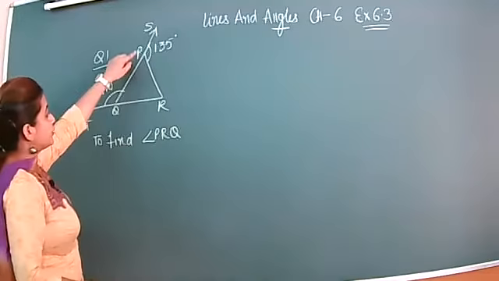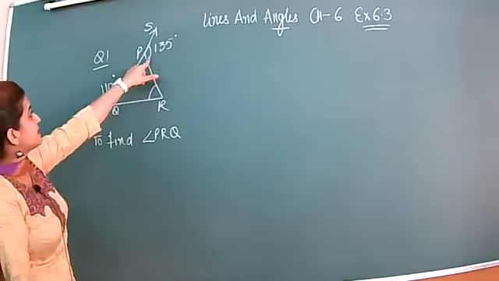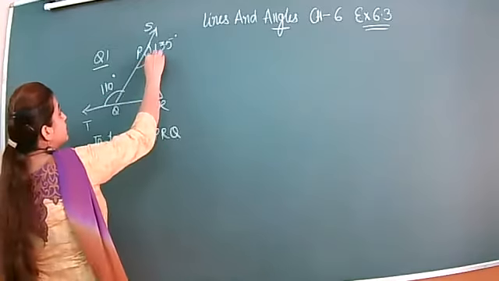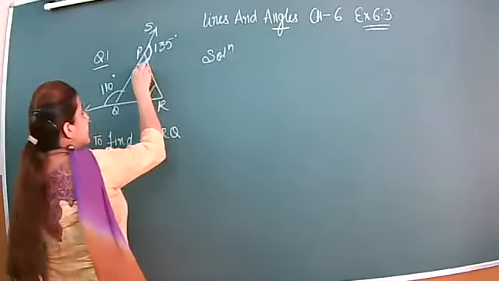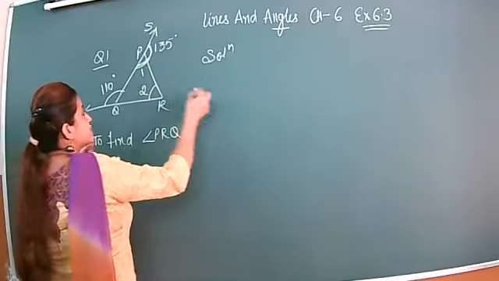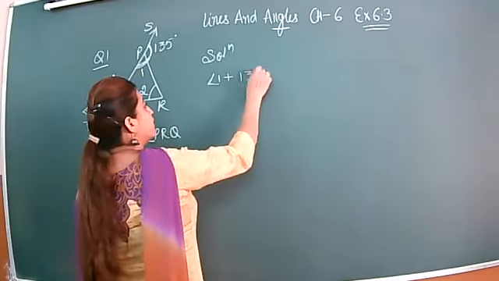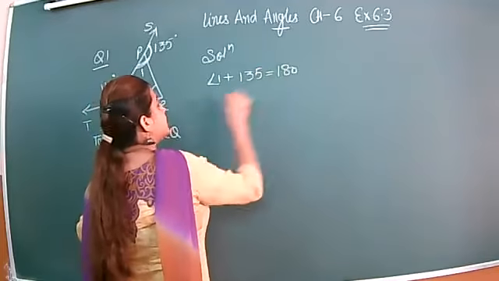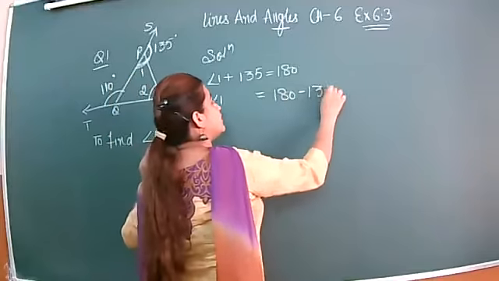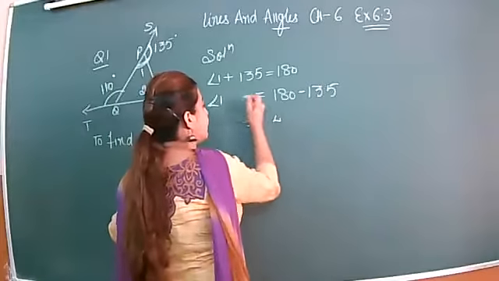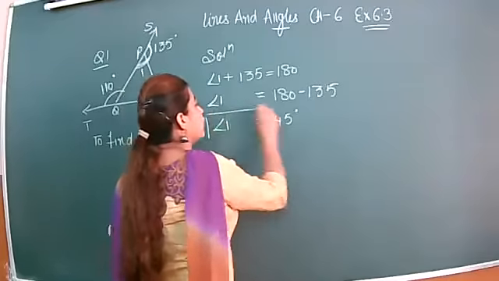What you will do? You want to find this angle. Now, as you can see that these two angles are forming a linear pair. So if you take this angle as 1 and this angle as 2, can I write angle 1 plus 135 is equal to 180? Angle 1 is equal to 180 minus 135, that is 45. So angle 1 we have got as 45.